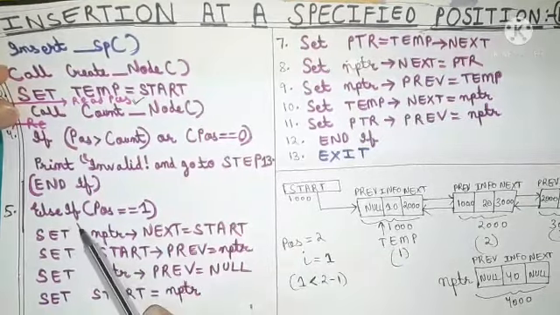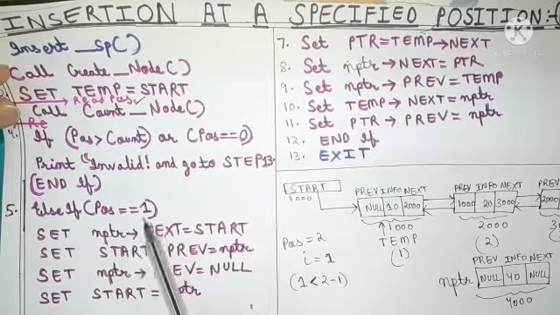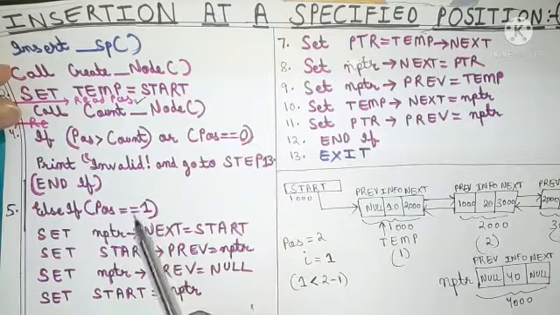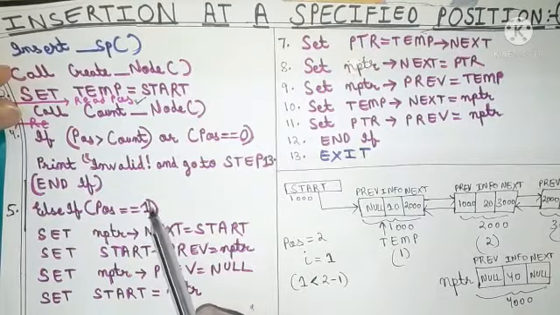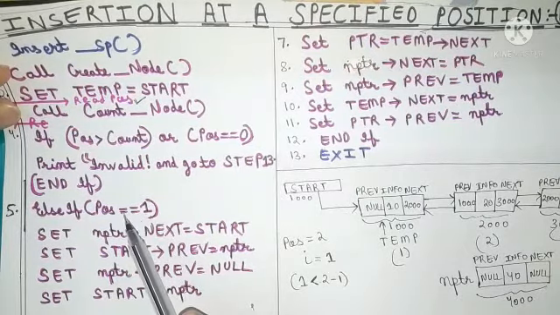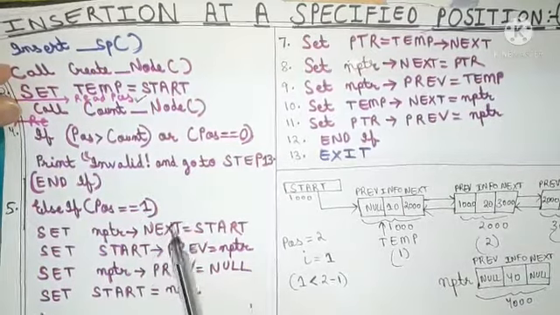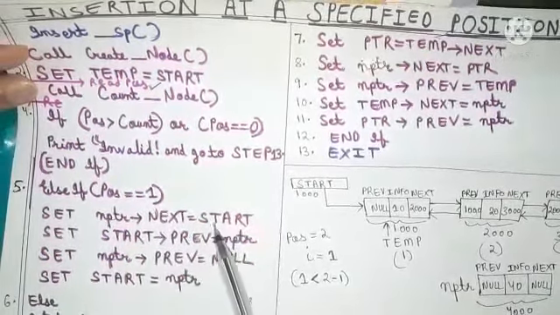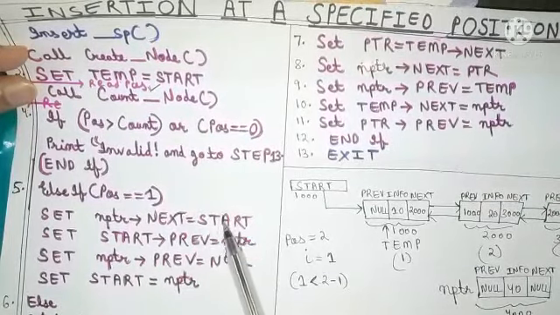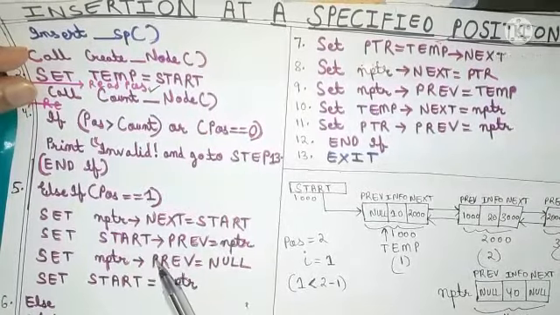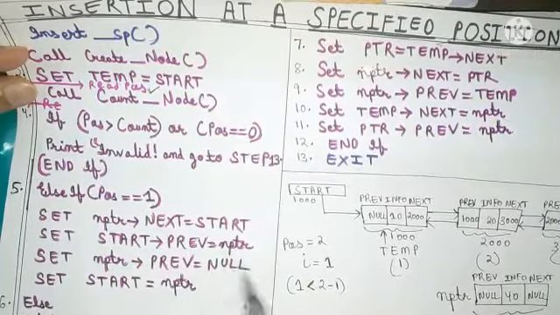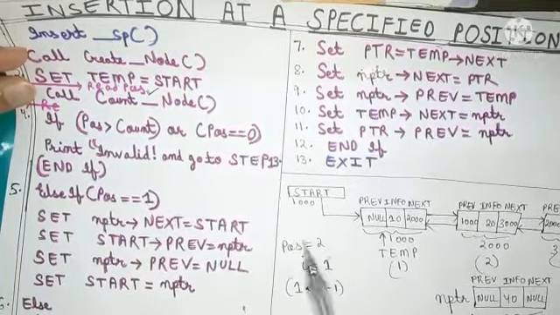Now else if position is equal to 1. This will check whether we want to insert at the first position of our double linked list. Insertion at the beginning of the double linked list is explained properly in one of my previous videos. The link is given in the description box. You can go through it.